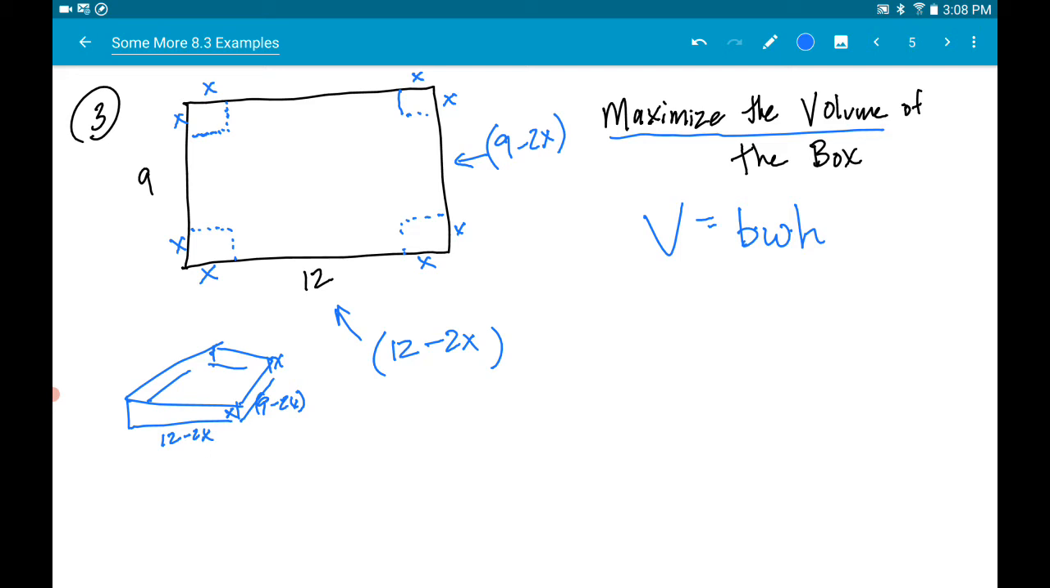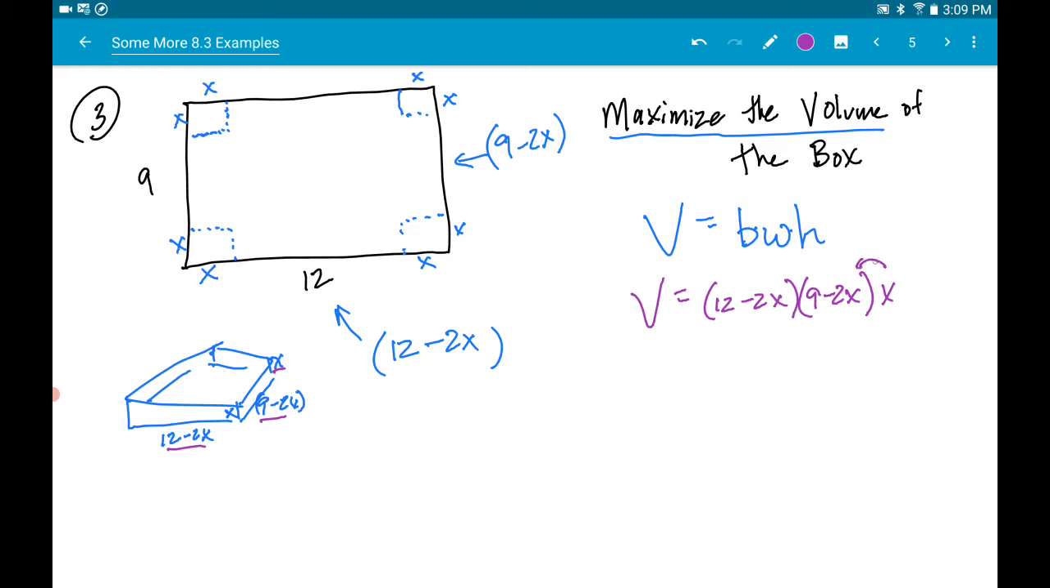And this is really cool because I know it's sloppy, but I think we just wrote all of these in terms of x. We have 12 minus 2x. We've got 9 minus 2x. And then the height we have is just x. And this is the only question I think you've done, that I've done, that only has one equation. We just kind of were clever and we manipulated it. And we're ready to take the derivative.